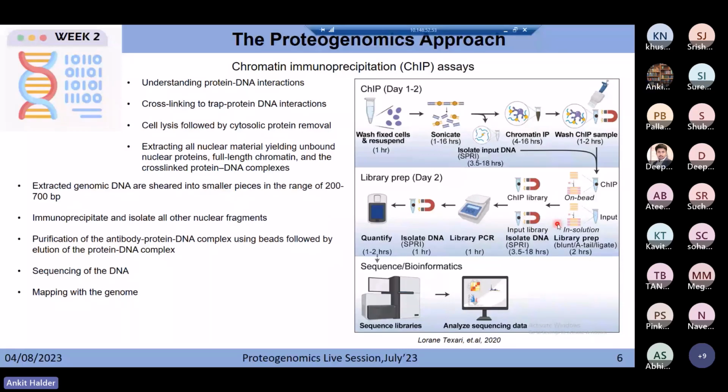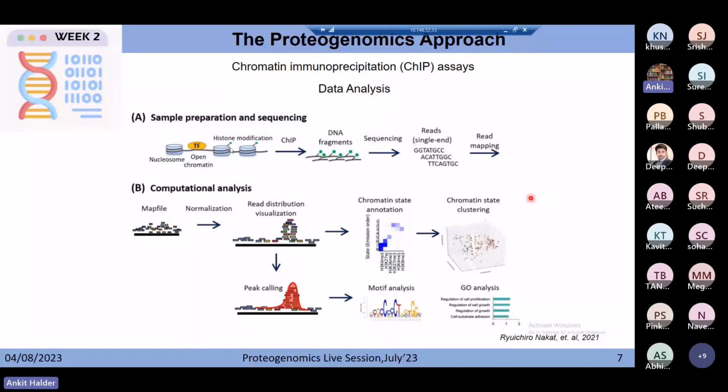Now, here is the sample preparation. This is the concept, this is how the samples are prepared, and then this is sequenced. But the next step, the vital step, is the computational analysis or data analysis, to find out which region is being mapped, that is, where that particular protein is getting attached to your particular DNA.